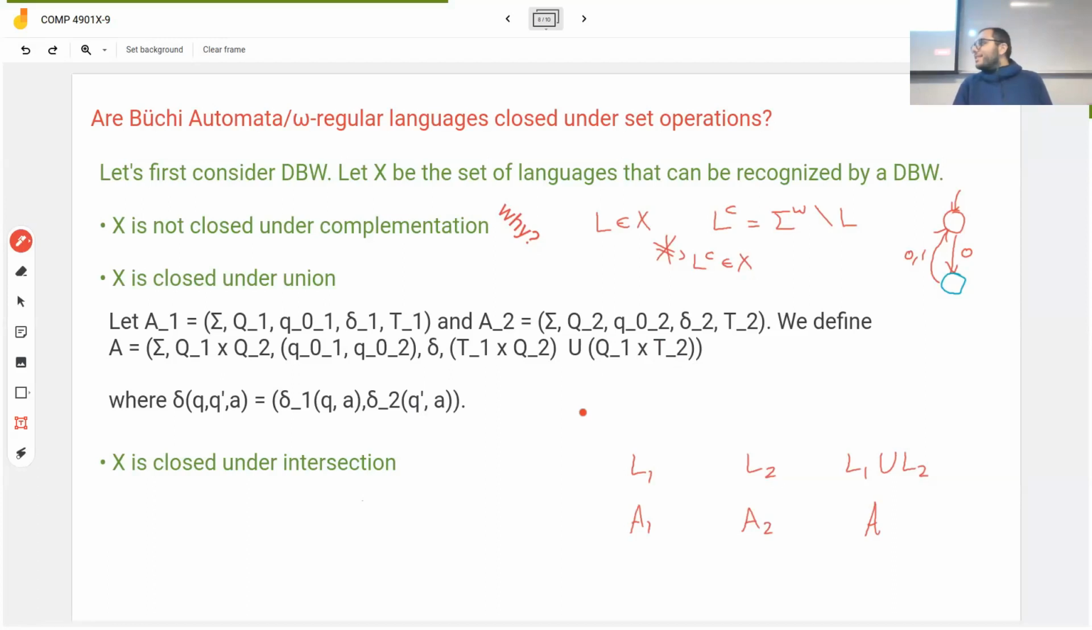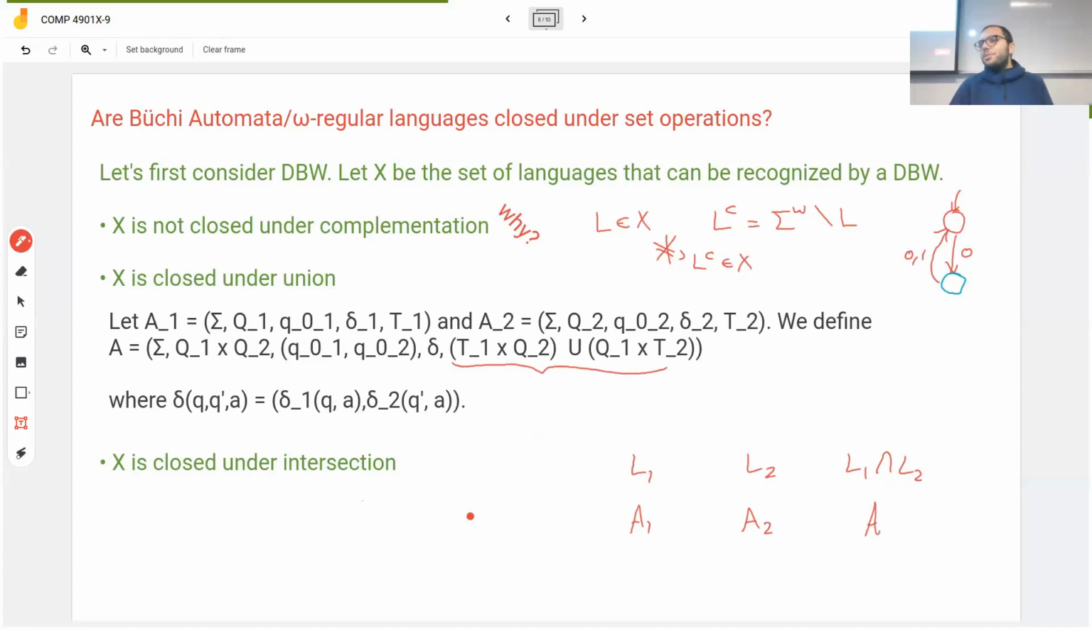Do intersection. Oh, easy. How do we do intersection? Why is it easy? It's not easy. Can I just change the condition to T1 product T2? No. Or no? Yeah, so if I want to take the intersection, I cannot just say that I change my accepting states to T1 times T2.